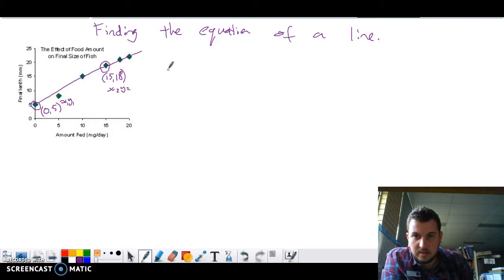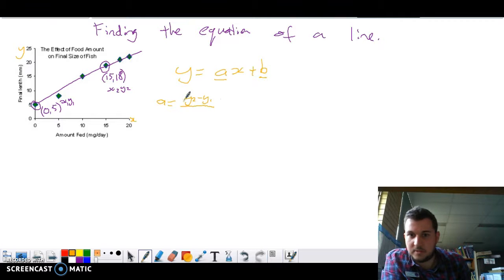Now remember that your equation has to look like y equals ax plus b. The 2 things you need to find are a and b. The x is the x-axis, the y is the y-axis. So, to find a, a is the gradient. So it's y2 take y1, which is your rise, if you remember in grade 9, how far it goes up. And this is your run, x2 take x1, which is how far it goes across.